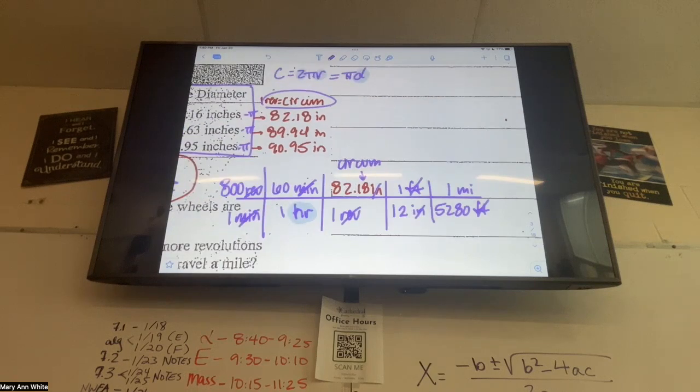Good. I canceled out all my inches, all my feet, all my revolutions, all my minutes. Now I'm down to miles per hour. Miles are on top, hours are on bottom. That's what I want, right? Now I'm going to multiply everything on top together, and I'm going to divide by everything on the bottom.